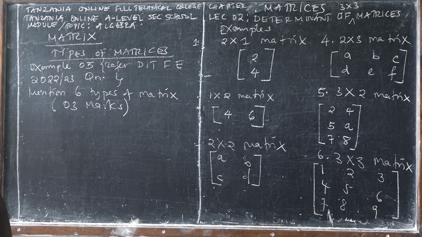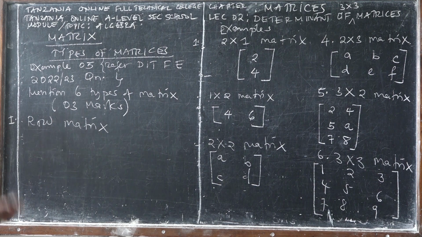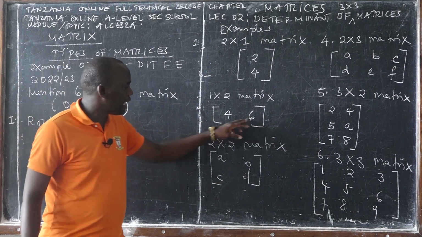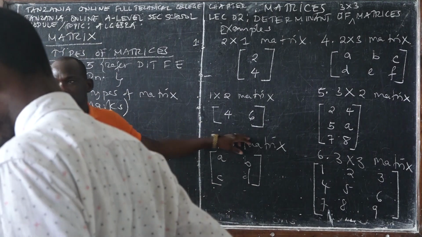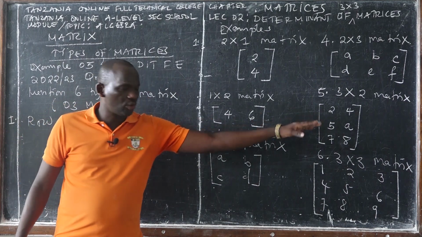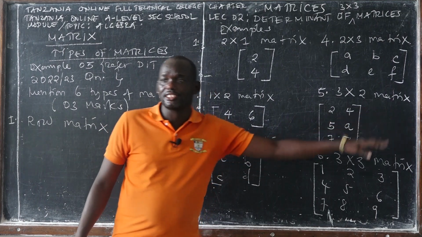The first type of the matrix is called the row matrix. Say row matrix. So a row matrix is the matrix which has only row. It does not have column. It has a single row, so it means that all the elements are represented in terms of what? Row. For example, this one we call it row matrix. So this is just a single row. You can have 2 elements or 3 elements in rows, or 5 elements or 6 elements, etc.